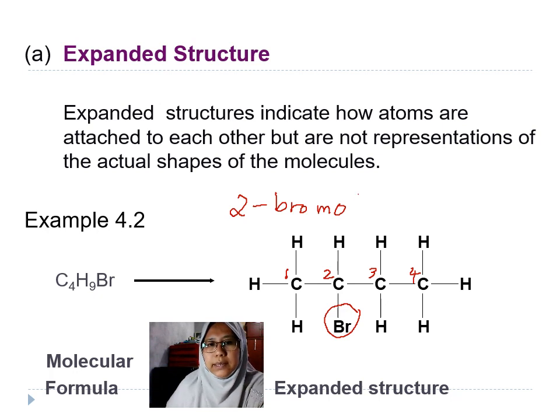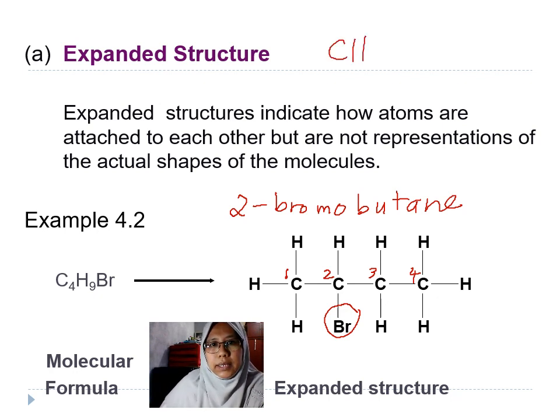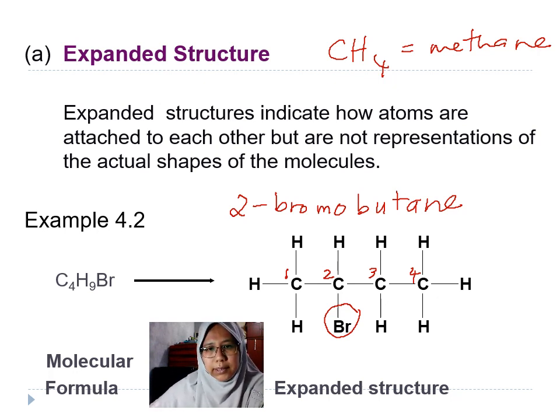4 carbon is butane. If it's 1 carbon, this is methane. 2 carbon, ethane. 3 carbon, propane. So this is a haloalkane which has a bromine at carbon number 2, and it has 4 carbons. Therefore, the name is 2-bromobutane.